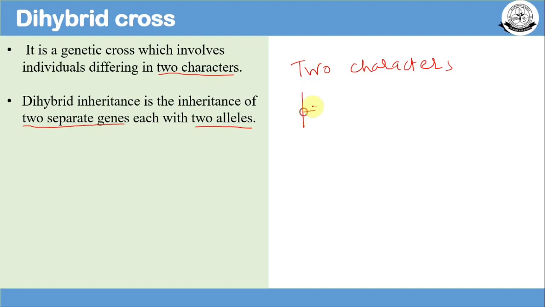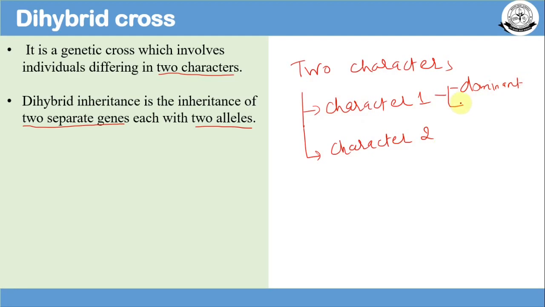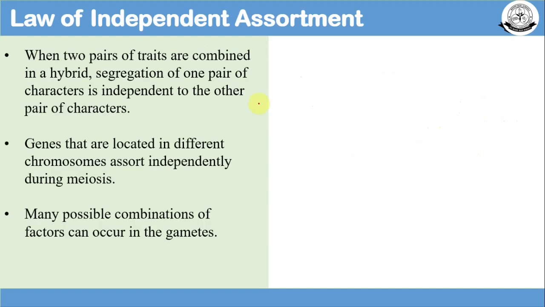Just as an example, let's take character 1 and character 2. For character 1 there will be a dominant allele and there will be a recessive allele. Similarly, for character 2 there will be a dominant allele and there will be a recessive allele. Right?